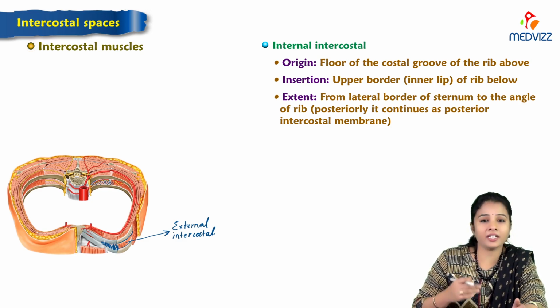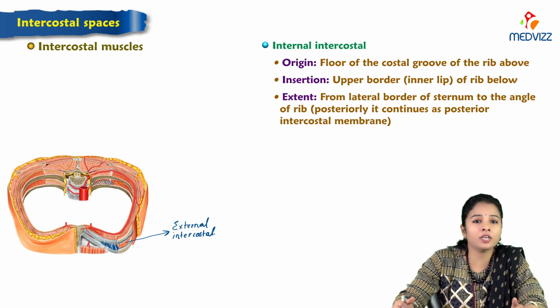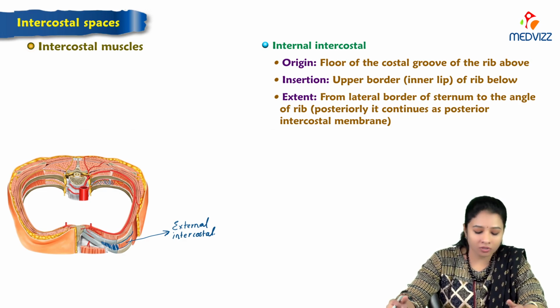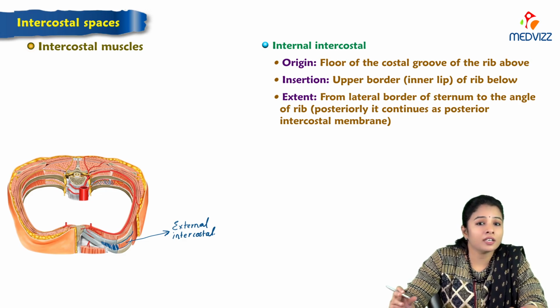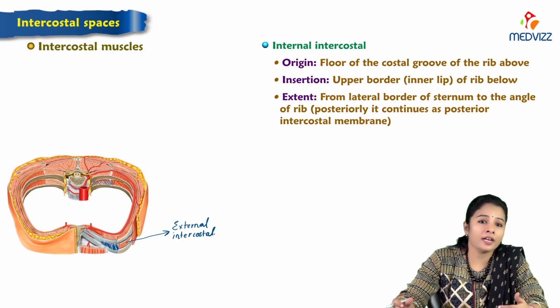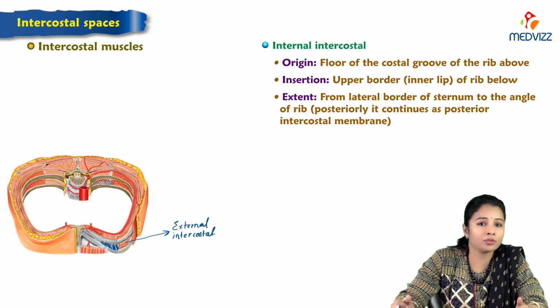So it is fleshy anteriorly, and posteriorly beyond the angle of the rib, it continues as posterior intercostal membrane. So anteriorly the internal intercostal muscle is fleshy, whereas the external intercostal muscle, anteriorly it forms a membrane and posteriorly it is fleshy. So that is the important thing which you have to note down.